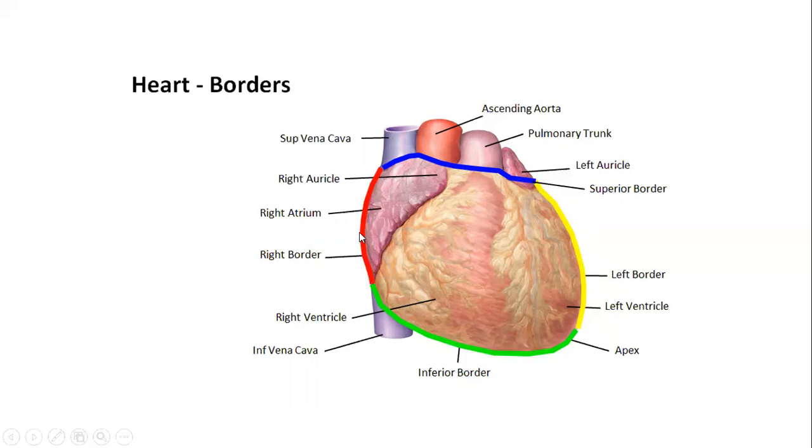It is convex, and it is formed by the right atrium. Here you can see the auricle of the right atrium. What is auricle? Auricle is the ear-like extension, ear-like projection of the right atrium.